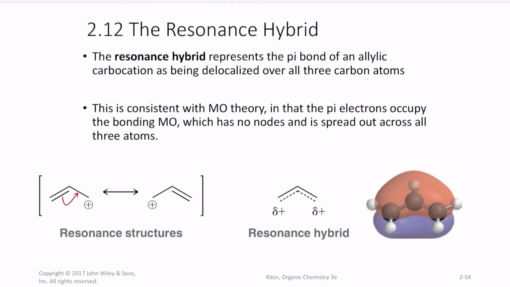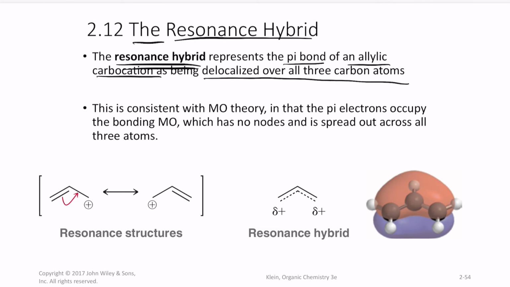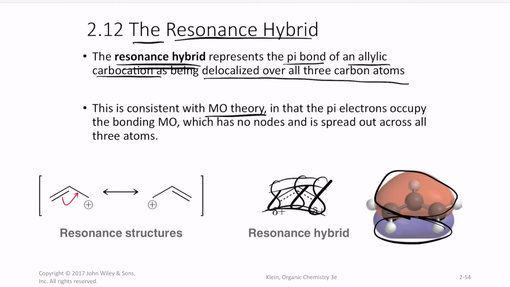Next, let's talk about the resonance hybrid. Remember, at the start of this lecture we talked about resonance and the resonance hybrid, where it represents the pi bond of an allylic carbocation being delocalized all over the 3 carbon atoms. This is consistent with molecular orbital theory, because there are p orbitals on all of them, and all p orbitals will match to form a combined bonding molecular orbital, where there are no nodes and it is spread out across all the 3 atoms.